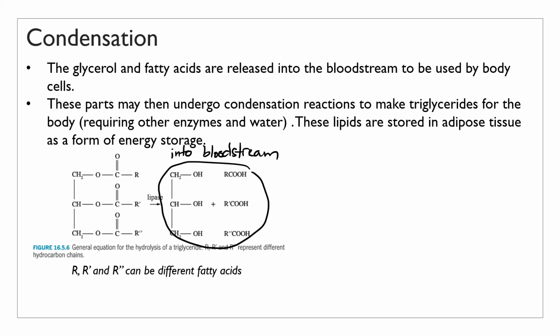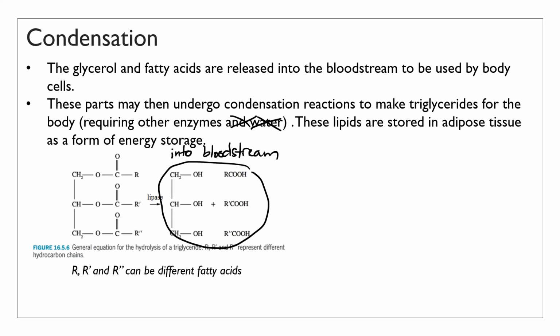These parts, most of the time, will undergo condensation. Probably not to reform the exact molecule that was digested, but the body is going to use parts of it. So maybe a glycerol here, a fatty acid there, to make triglycerides for the body. For example, you want to make your lipid in cell membranes or steroids and things like that. Obviously, this condensation reaction is going to require other enzymes, and water is going to be produced.